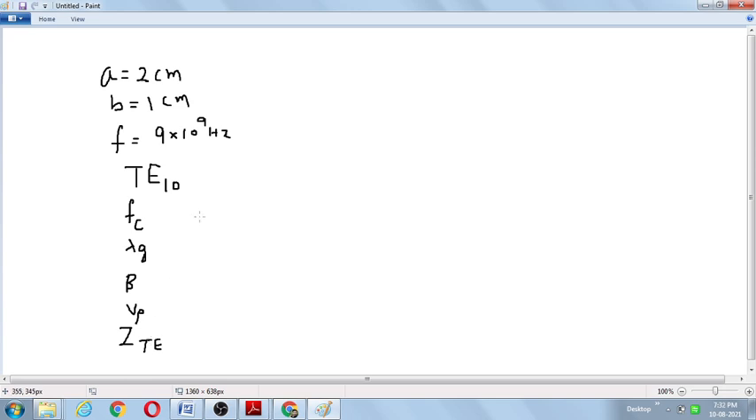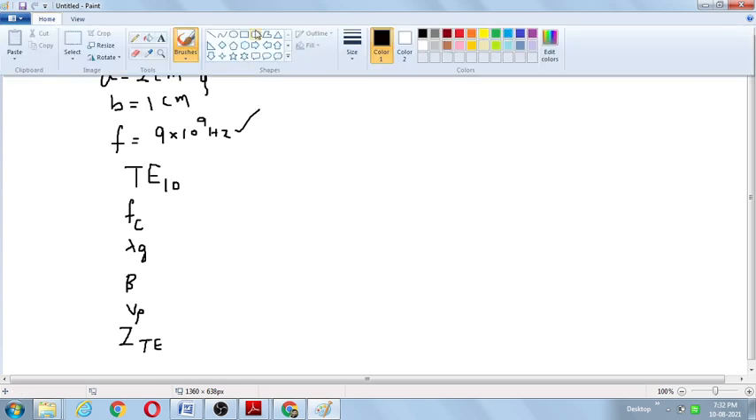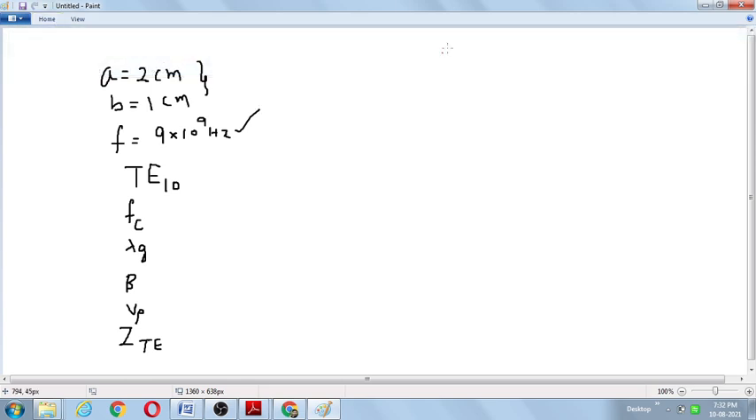So in the given question, dimensions of the waveguide, that means small a is equal to 2 centimeters and b is equal to 1 centimeter, are given. Operating frequency is equal to 9 gigahertz, 9 into 10 power 9 hertz. So it is operated in dominant mode TE10. First we have to find the fc, that means cutoff frequency.